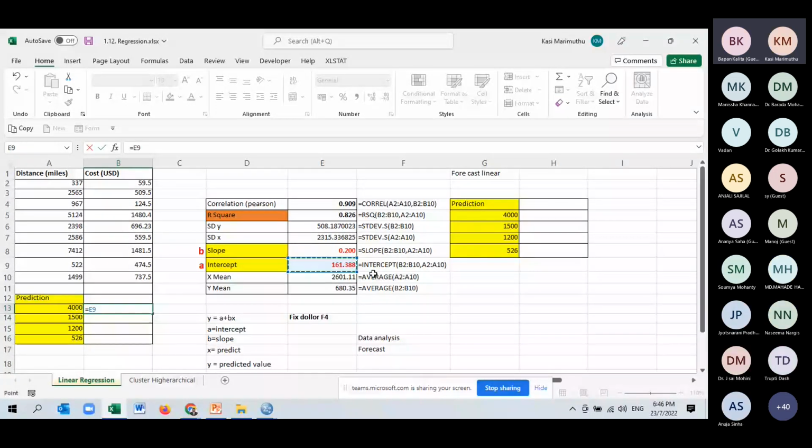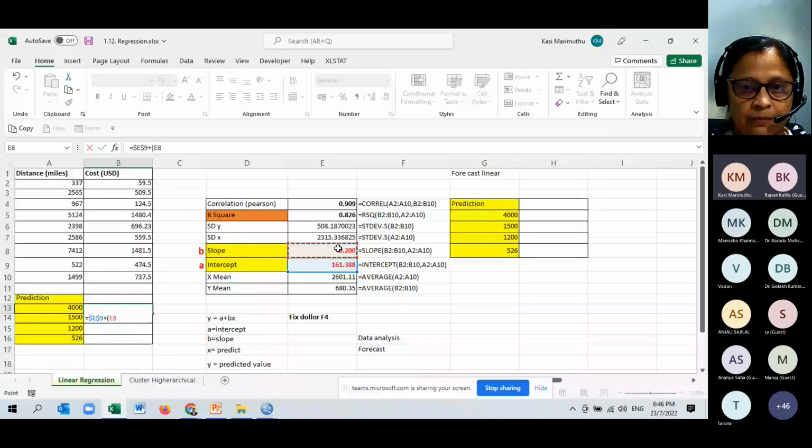We are going to fix it. Press F4, F4 plus bracket. What is our B value? This is our B value. Press F4. We are fixing the value.